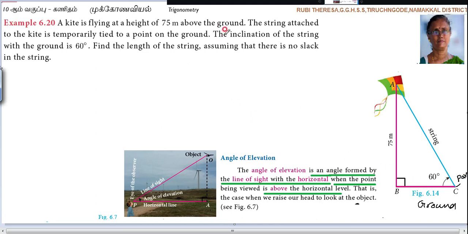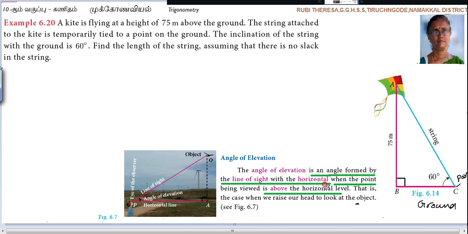The inclination of the string with the ground is 60 degrees. So the angle of inclination is the angle of elevation, which is 60 degrees. Then find the length of the string, assuming that there is no slack in the string. That means it should be tied tightly. You have to consider the string as a straight line.